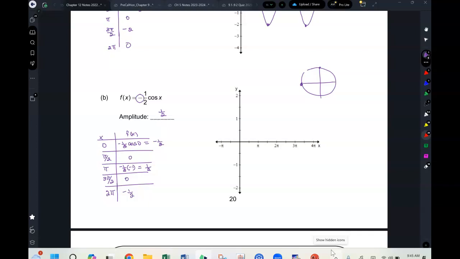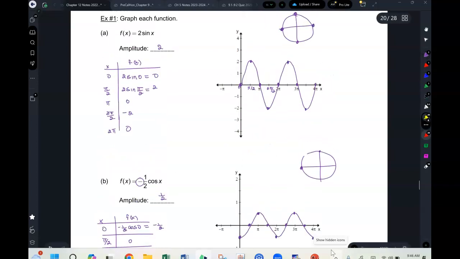So here we go: -1/2, 0, 1/2, 0, -1/2. Do you see that? And then let's continue. We go back to 0, 1/2, 0, -1/2. And when you graph, there we go. Do you see when x was 0, sine started on the horizontal axis?